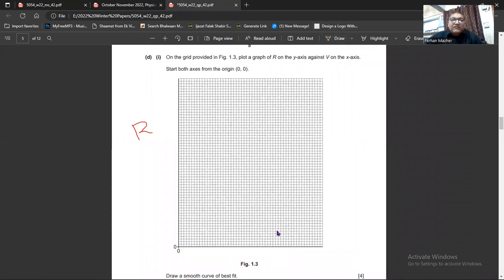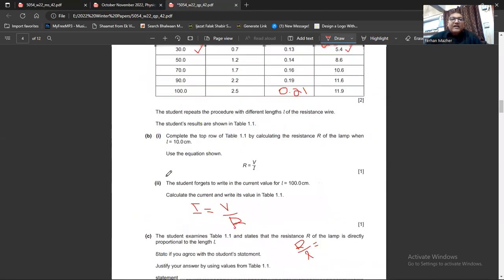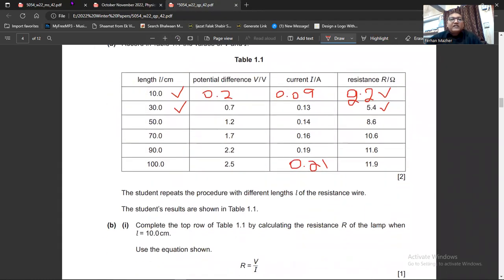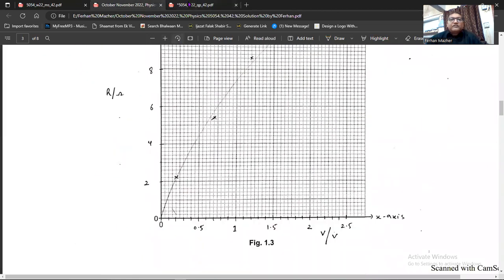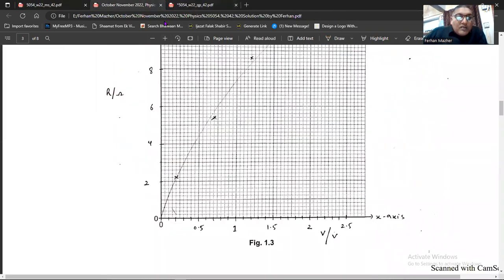So the V will be here. Okay. So then we can plot this graph very easily. And R and V. This is on the x-axis. The R is on the y-axis. Okay. So this is my table. So I'm going to plot it. Let me show you. So at 0.2, the resistance is 2.2.